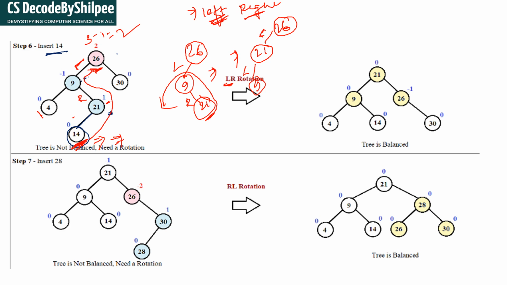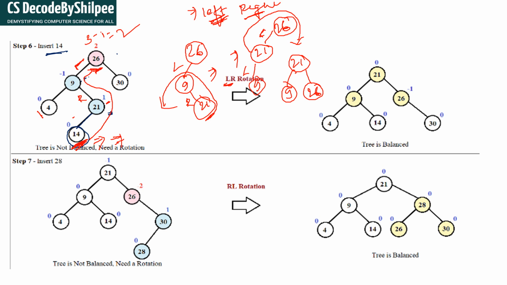So for this one, what do you perform? Right rotation, from the middle onwards. If you perform it from the middle onwards, you will get 21 coming up, 26 going to the right side, and 9 coming to the left side. So this is the long cut method.